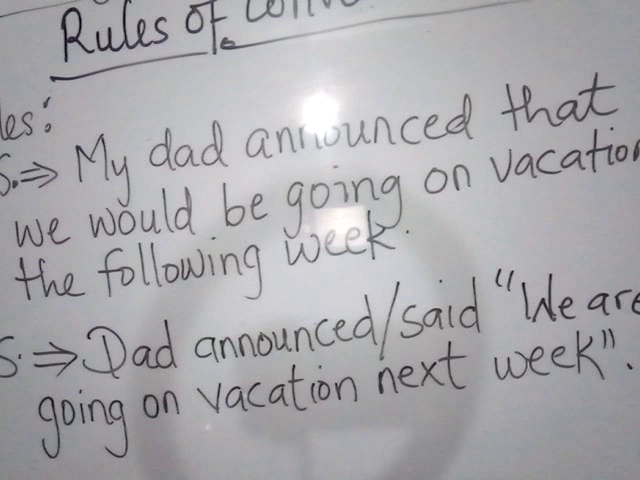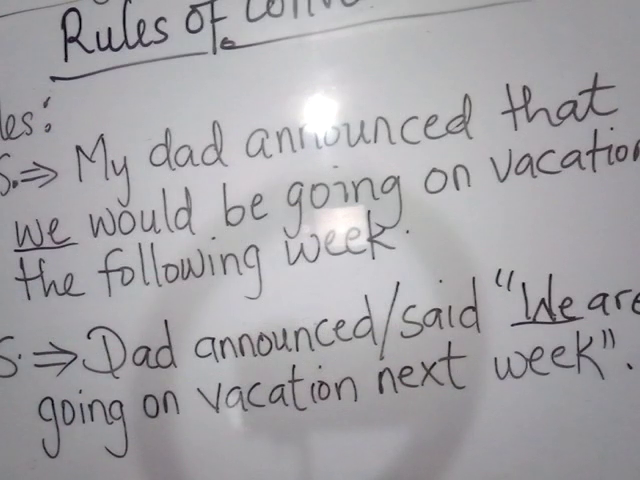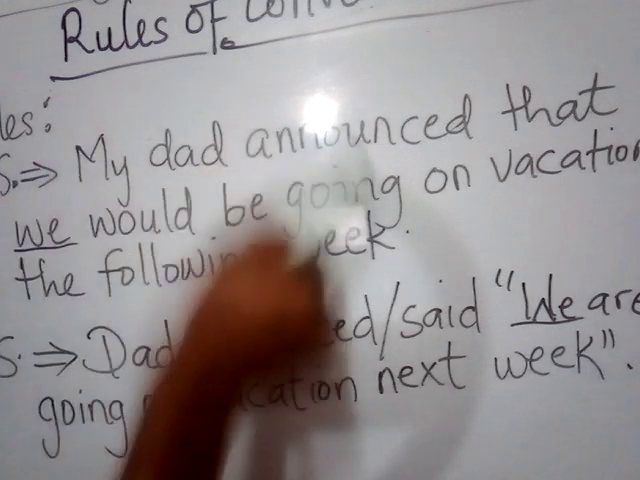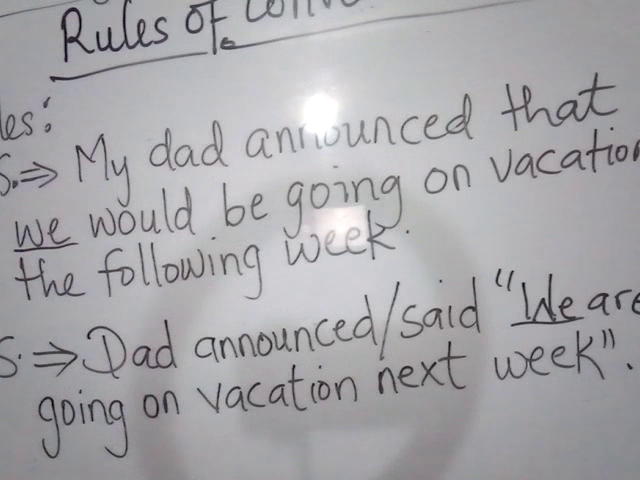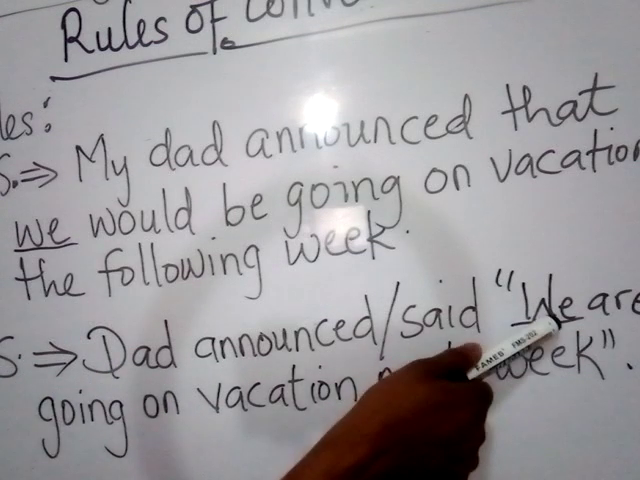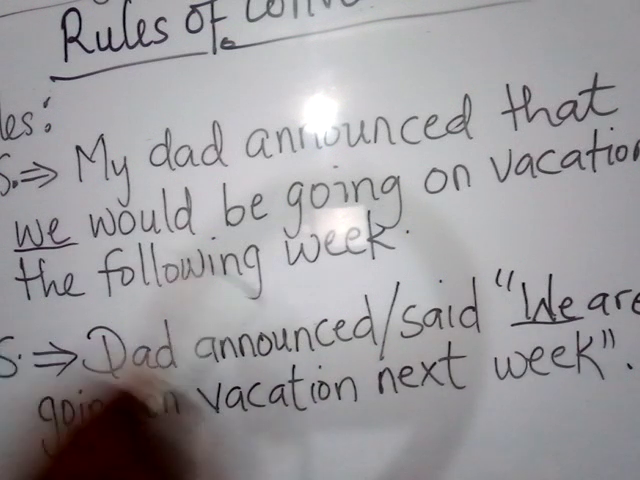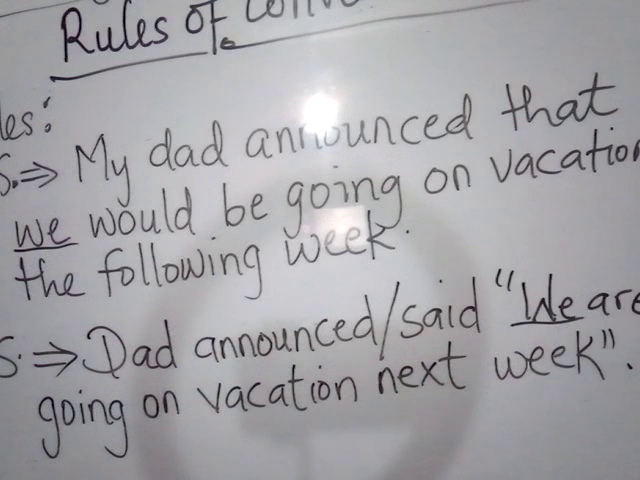Now note something. We here remained as we. Why? Because the person reporting this speech is a family member of dad. Okay? Here we're assuming that dad was referring to the family going on vacation the following week. And the speaker is part of the family of dad. So that we is not going to change, because even though dad reported this, the speaker is also a part of that family. So the we is going to be retained. Okay? But if it's a case where it's a neutral person, then the we would become they. Please just take note of it.